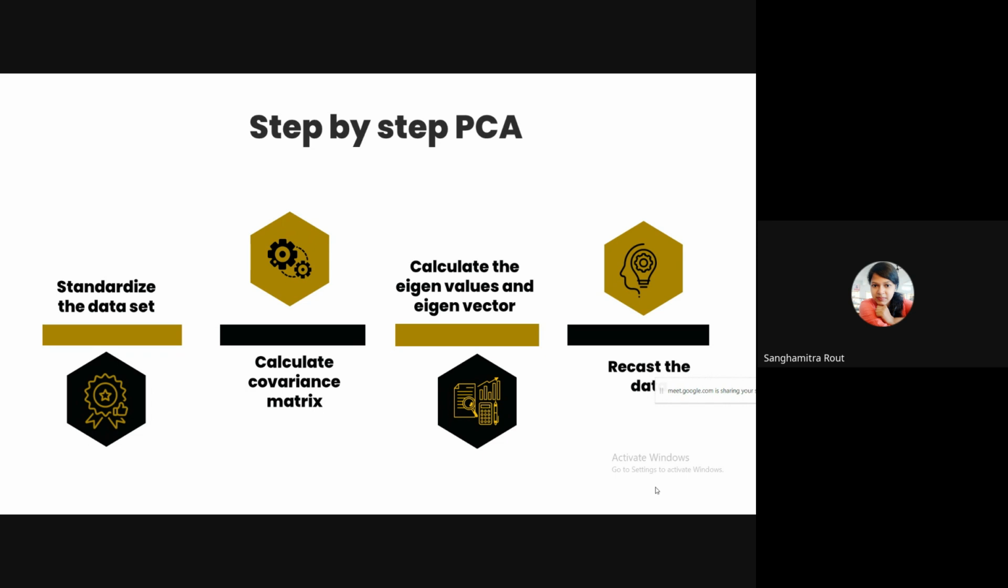Okay. So the first step is to standardize your data set. That is, to make it simple, normalize your data set. Then calculate your covariance matrix. Then calculate the eigenvalues and the eigenvectors. And then finally, recast the data by calculating your principal components. So these are the steps involved in PCA calculation. I'm going to explain each step one by one.